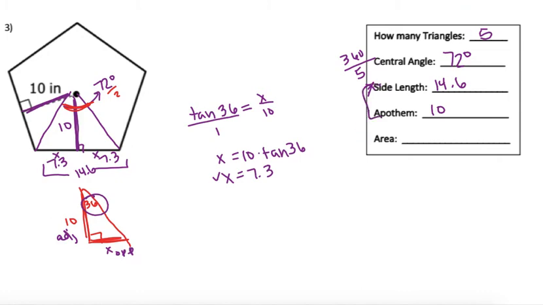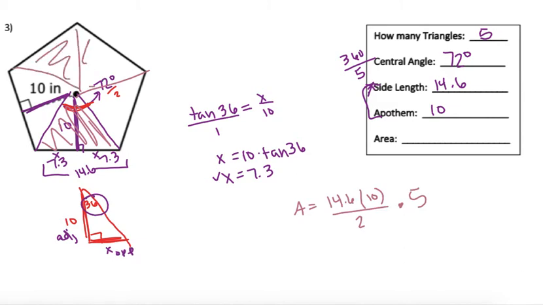Once I have these two pieces, I can find the area. I have a base, that's the 14.6. We have a known apothem height of 10, and I want 5 of this triangle inside of the figure, where there's 5 of them here. 1, 2, 3, 4, and the 5 that we're focusing on. So when I plug this in, I get 365 with units of inches squared.